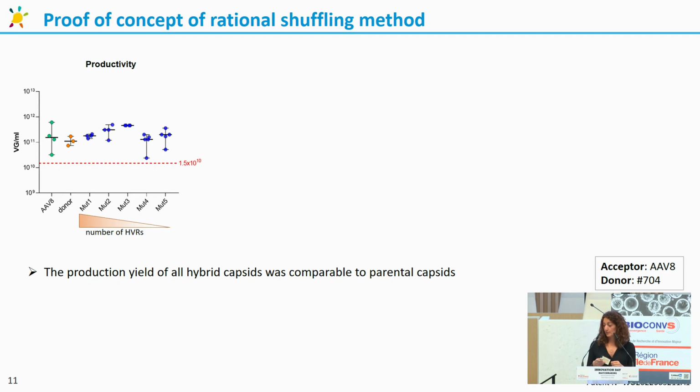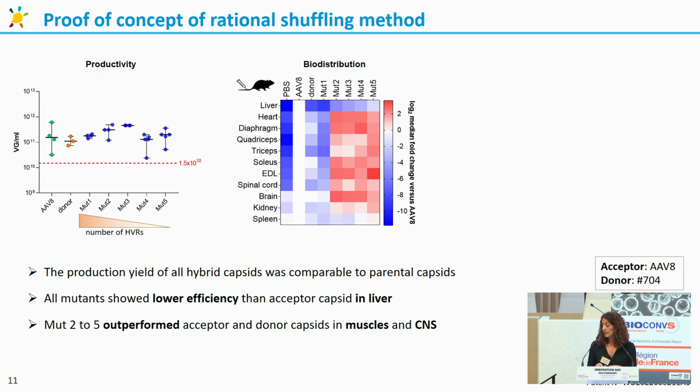So here you can see the results of the first 5 mutants that we designed, where we transferred a decreasing number of hypervariable regions. Concerning the production, you can see that the yield was totally comparable to that of the parental capsid, which in this case was AAV8 as acceptor capsid and one of our wild-type capsids as donor capsid. For the biodistribution, we observed that 4 out of 5 mutants had this marked tropism for heart and the different muscles and the central nervous system, and also this low transduction efficiency in the liver, which is exactly the profile that we found in our wild-type variant.